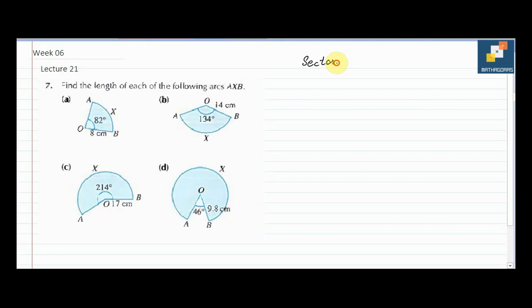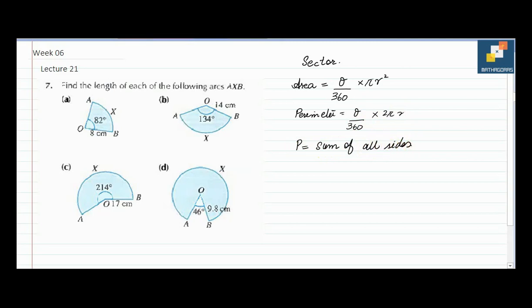So before starting the question, let me tell you the working formula. I have told you earlier as well. So area of a sector is angle divided by 360 multiplied by pi r square. The perimeter of sector is angle divided by 360 multiplied by 2 pi r, and for perimeter we know that it's sum of all sides, right?